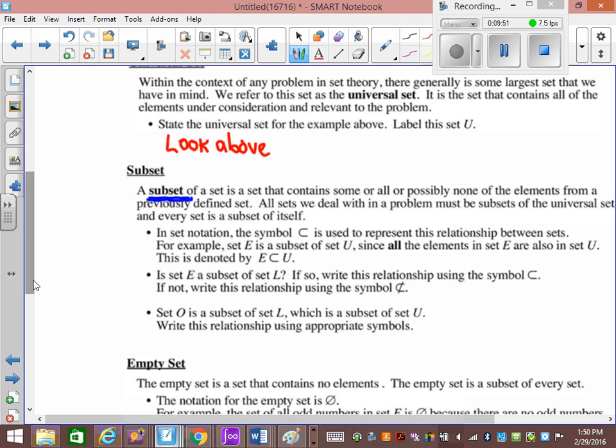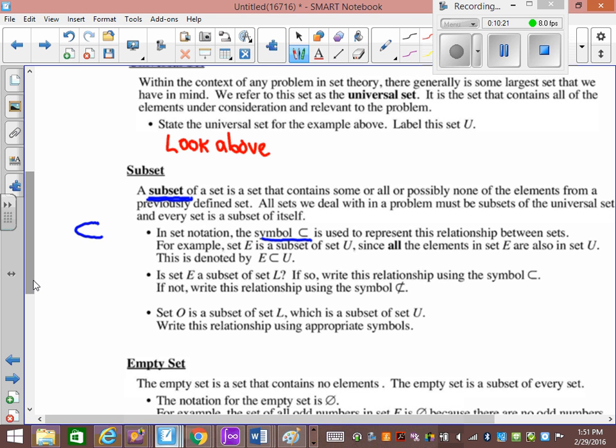A subset of a set is a set that contains some or all or possibly none of the elements from a previously defined set. It's represented by this symbol, the sideways looking U. It's also written up there as subset. Remember, that's your formula sheet on the left. The only problem is you'll see the symbol and look on the sheet and say subset, but I don't know what a subset is. So we need to know what a subset is.